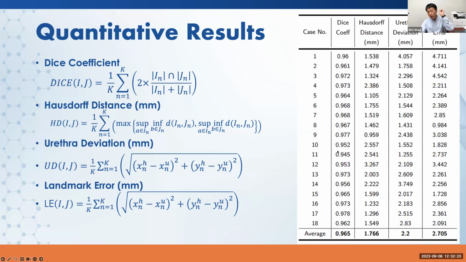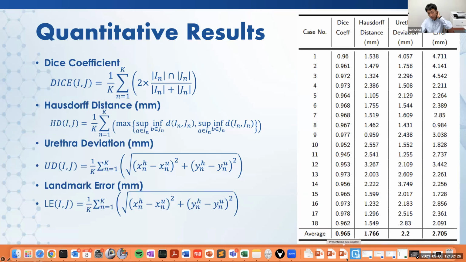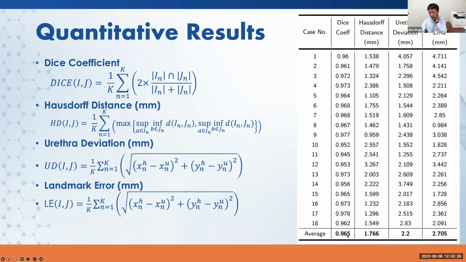Since we have a small data set, we output all those results for each patient. As you can see, we have a Dice coefficient of 0.965, which is a very high Dice coefficient, and a landmark error of 2.7. This number is comparable to prior approaches designed for MRI and histopathology image registration, which is a much simpler task, I would say, compared to micro-ultrasound and histopathology registration, because MRI and histopathology images are acquired in the same orientation, but micro-ultrasound is not. So this is kind of encouraging.